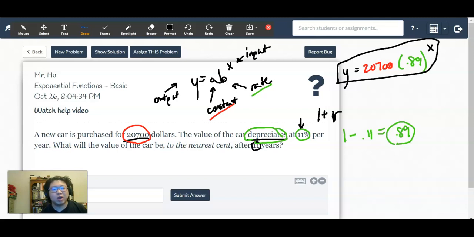So when I plug in this 11 years, I'm just going to be calculating with x equal 11. Let's go ahead and do that. y, when x is 11, is 20,700 times 0.89 to the 11th power. Now, obviously, you're not going to be able to do that by hand, so make sure you've got a nice, handy-dandy calculator. In my case, I don't really have one right now, but I can definitely pull one up.